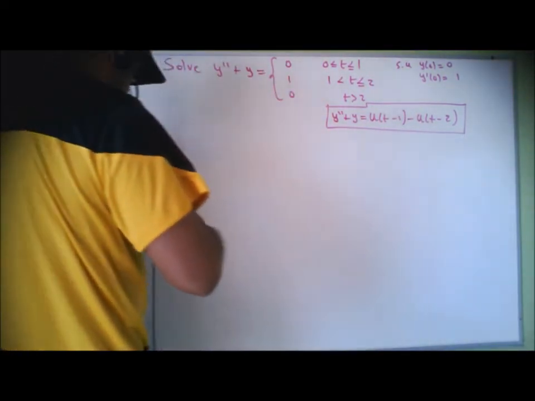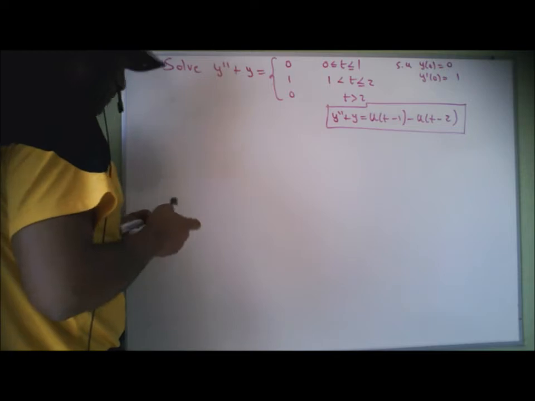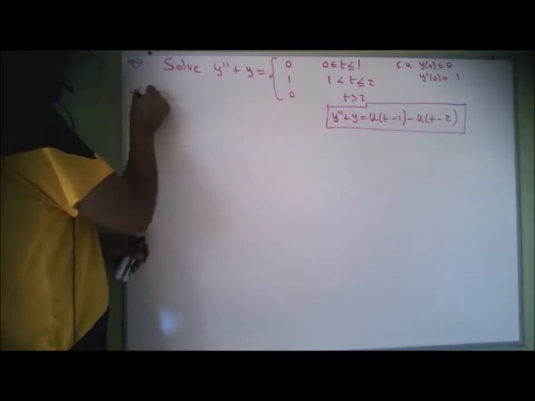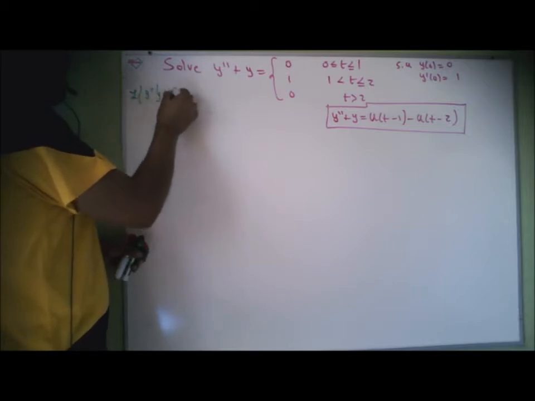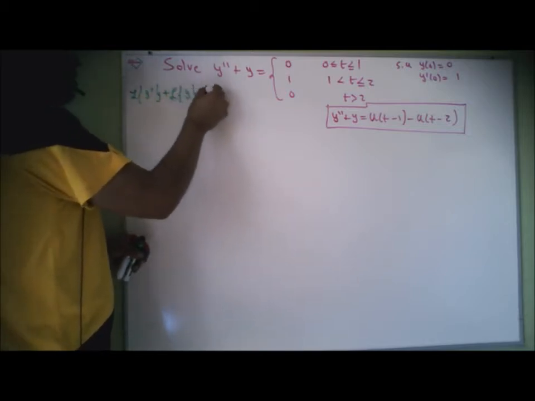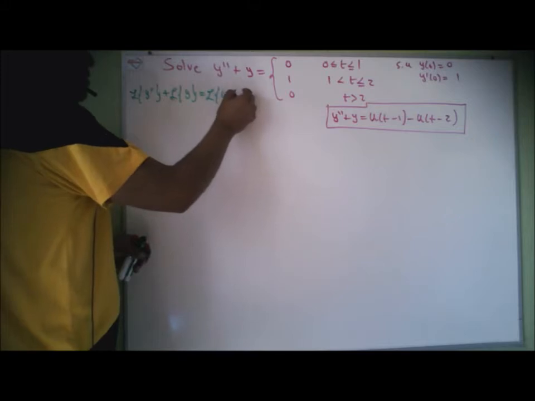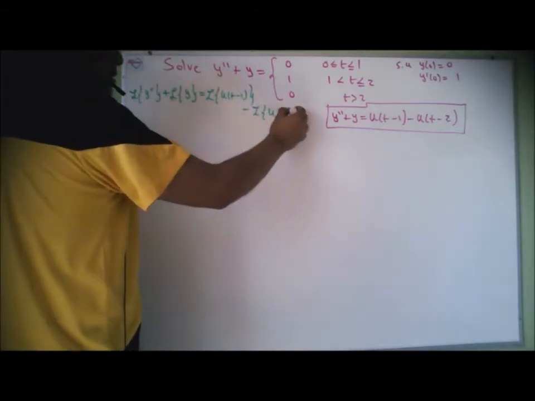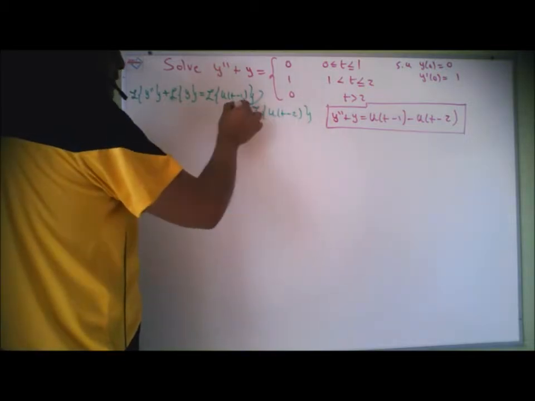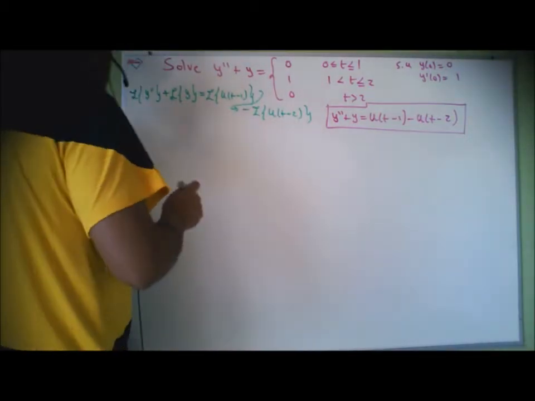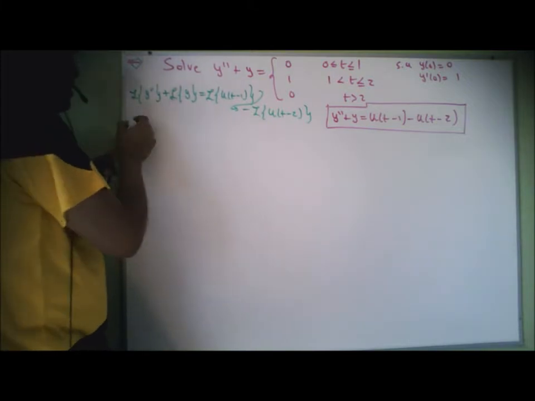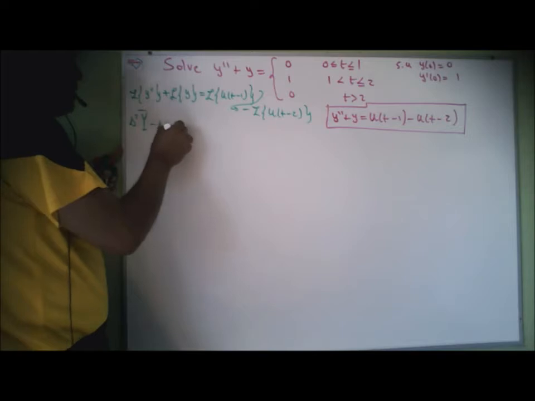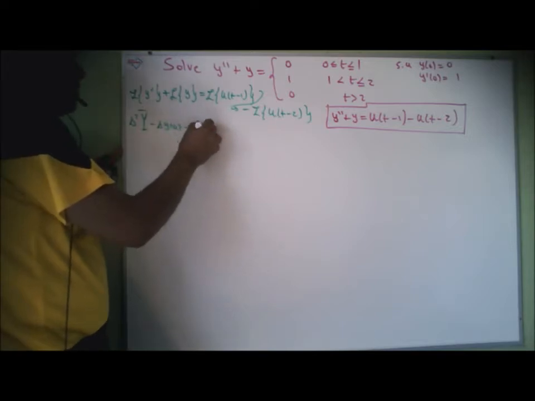Okay, so let's apply the Laplace transform. It's going to be the Laplace transform of the second derivative plus the Laplace transform of y equal to the Laplace transform of u of t minus 1 minus the Laplace transform of u of t minus 2. Sorry for the space, this continues here. The Laplace transform of the second derivative is going to be s squared capital Y minus s y of 0 minus y prime of 0.